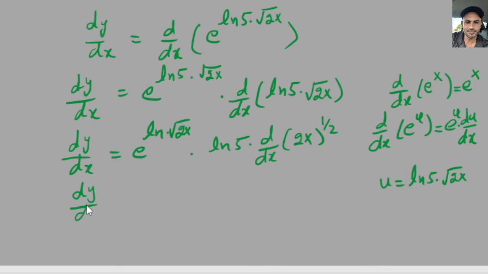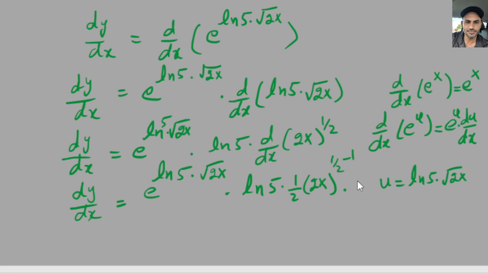Okay. Now in the next step, dy over dx equals e to the ln of 5 times the square root of 2x, times ln of 5, and we can apply the chain rule here. So this is going to be 1/2 times 2x to the 1/2 minus 1, times just the derivative of the inside, which is just 2.